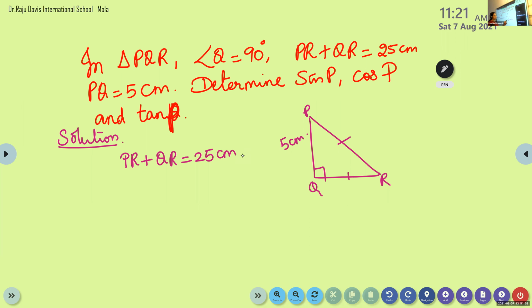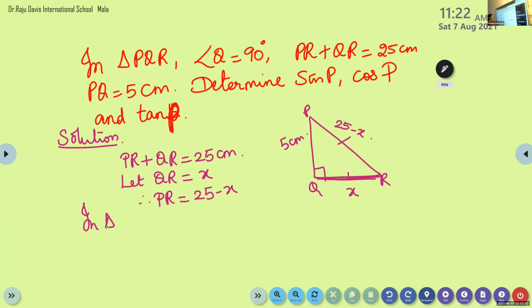So, suppose we take QR as X. What will be PR? We don't know the sides and we want to find the sides, so let us take QR as X. Therefore PR will be 25 minus X. One side is X, so the other side will be 25 minus X. Now, use Pythagoras theorem and find out X.